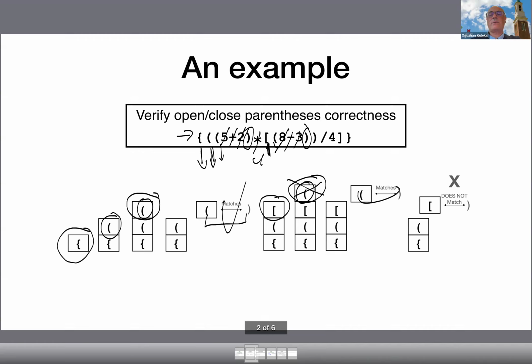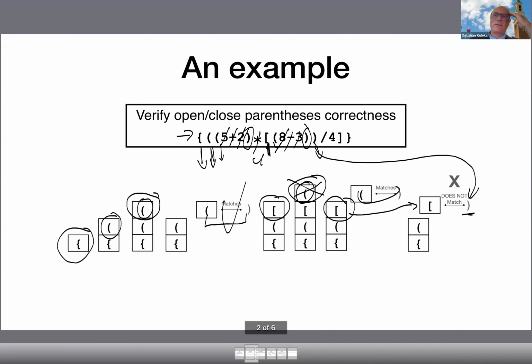We continue and we see another closing parenthesis. I go to the stack and take the top item. It is this one. But unfortunately, this time they do not match. And you say that there is a problem with the parentheses correctness in this expression, and you report a failure.